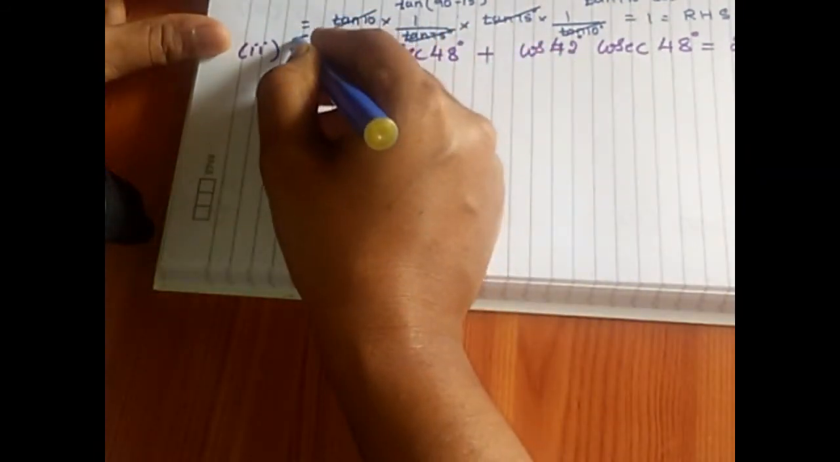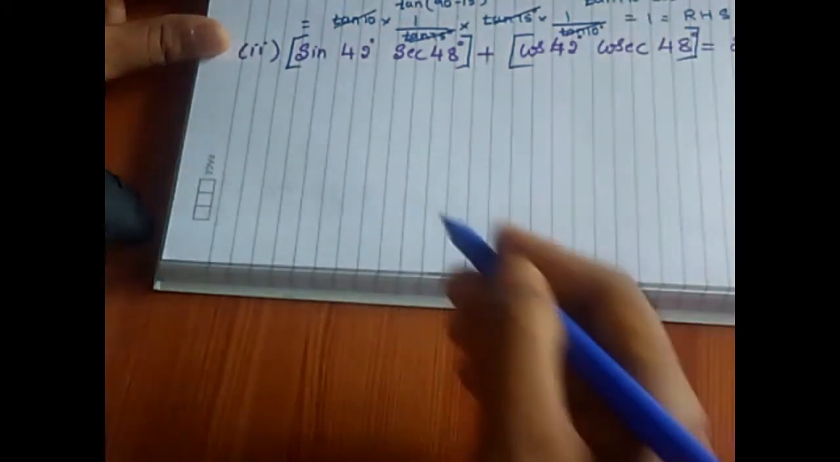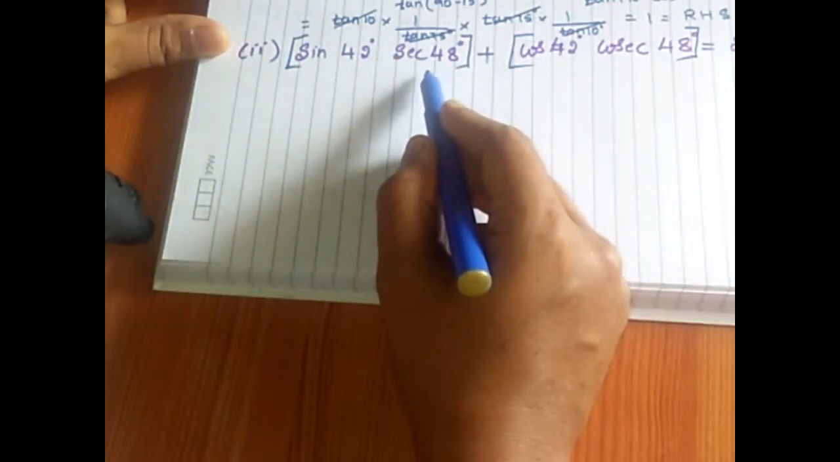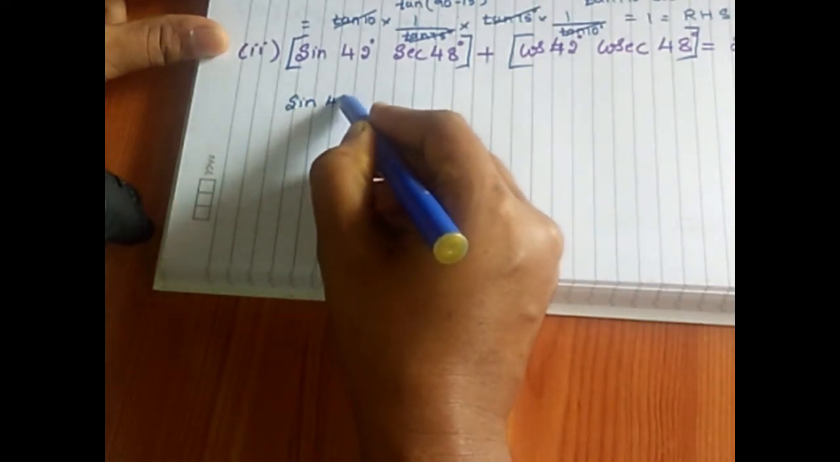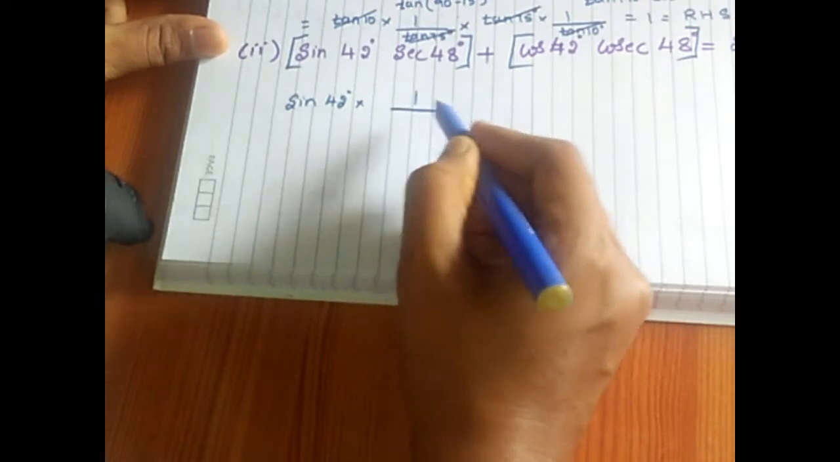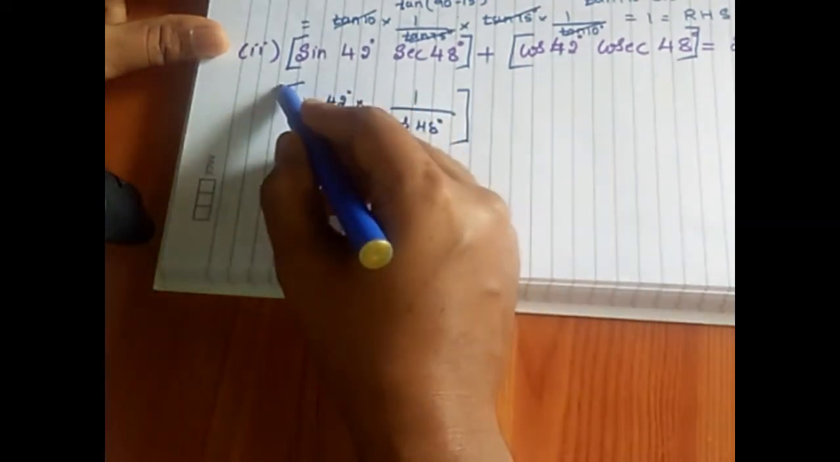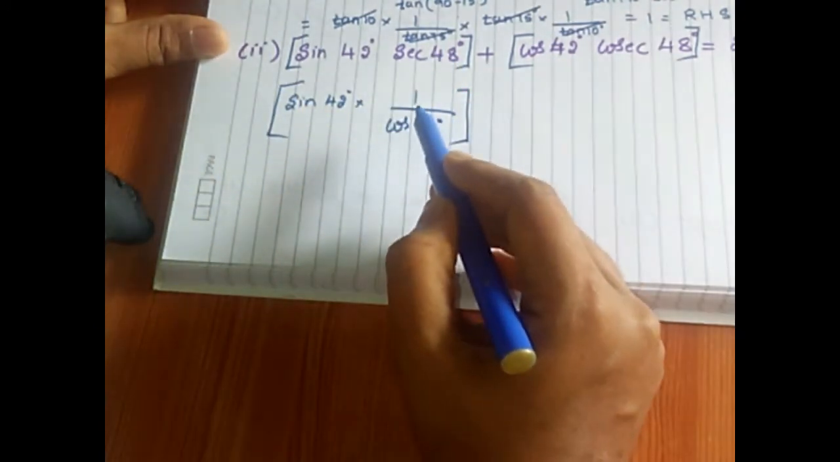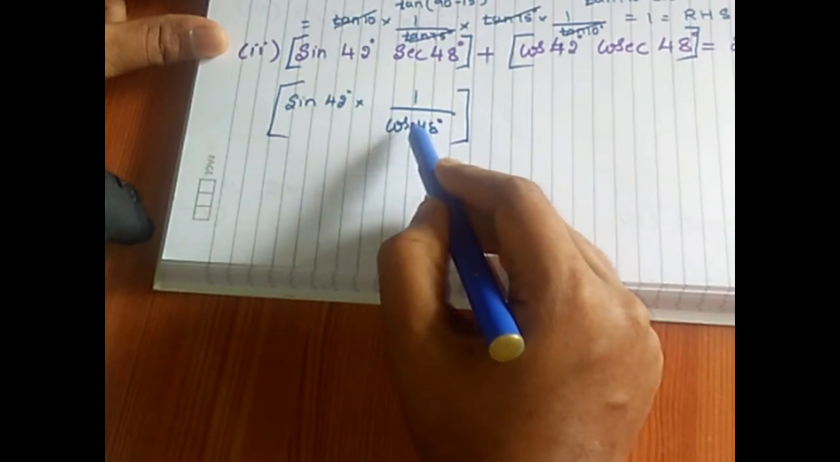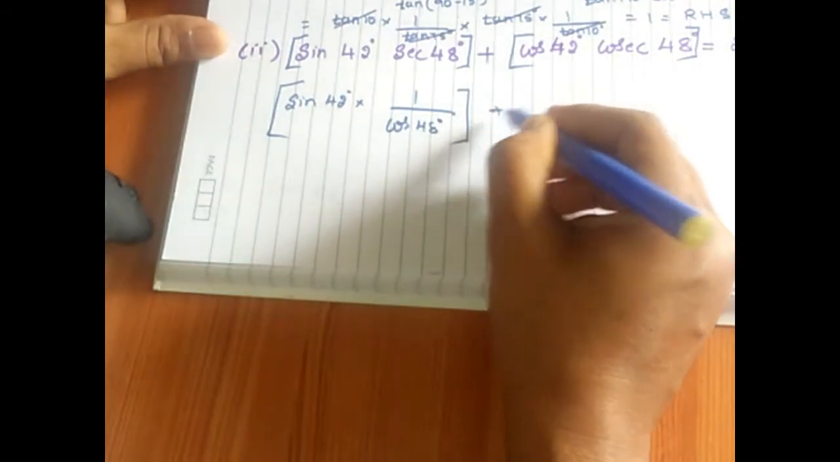The second problem seems to be similar, but you have a plus. That means let me group the first and second groups separately within the bracket. So sine and secant. In a similar way, let me write sine 42 as it is, secant as 1 by cos 48. Why am I changing? I can change secant as 1 by cos with the reciprocal ratio. Next cos or sine with the complementary ratio.